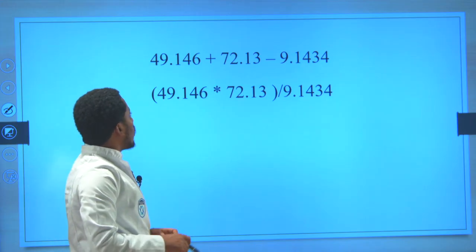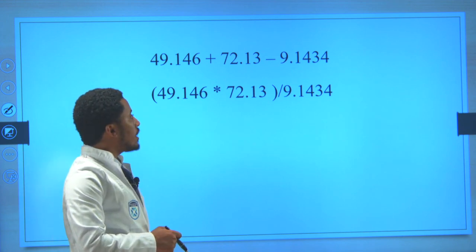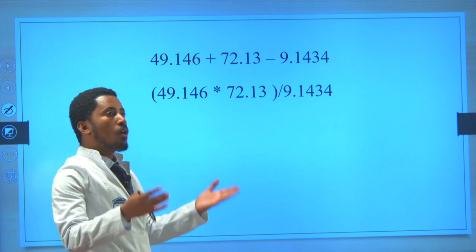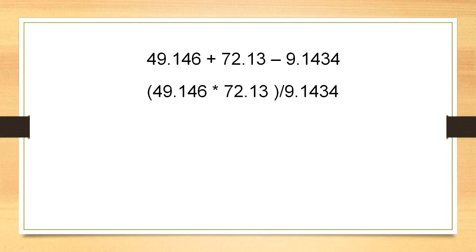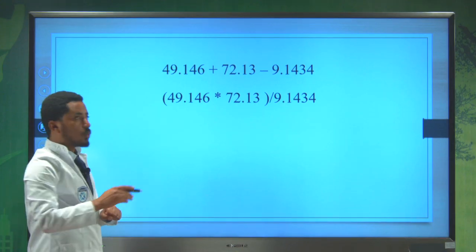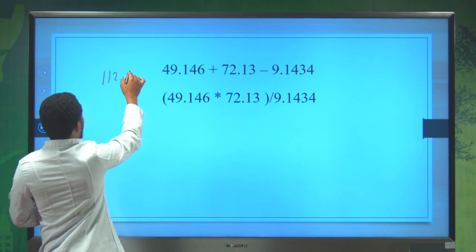Let us see one example. We have 49.146 plus 72.13 minus 9.1434. So let us see how we are going to calculate it. First, we have to add and we have to subtract. If we calculate it properly, we are going to get 112.1326.